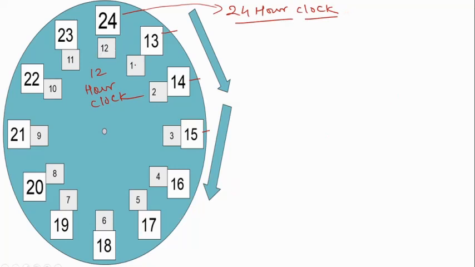As we know, there are 12 numbers on our analog clock, 1, 2, 3, 4, 5, 6, 7, 8, 9, up to 12. But how do we read after 12? The question arises in our mind. After 12, we read 13, then 14, then 15. What does 15 mean? If someone asks you, 15 hours is read in the 12-hour clock as 3 o'clock or 3 p.m. Remember that.